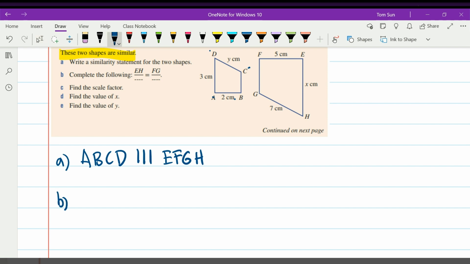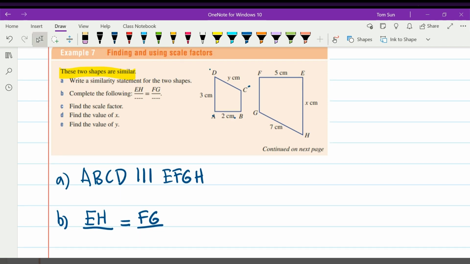Let's take a look at B. Complete the following. This is implying, so you might not understand what's going on here yet. I'll just write down the question so that you can see what's happening here. Okay. EH, which is this. So EH, let's highlight it so we can see it. EH right here is equal, EH over something, we don't know what that something is, equal to FG over something.